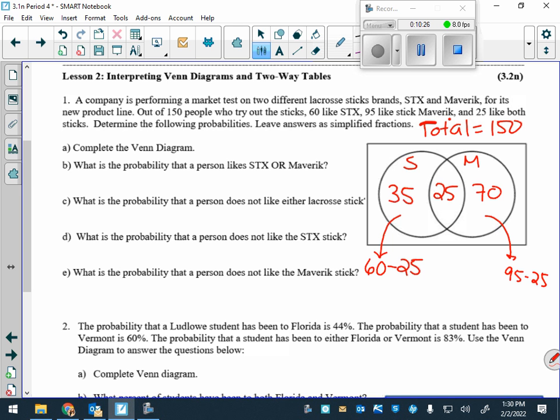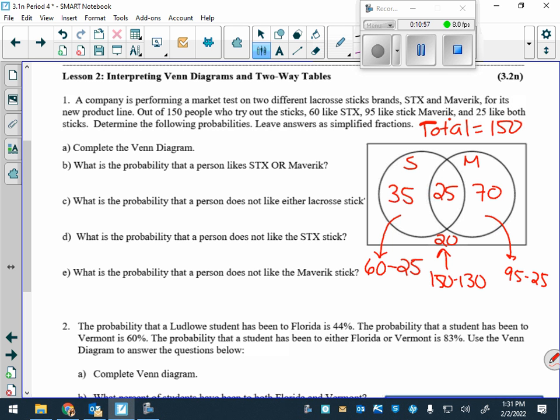Okay. And then what else? What does that add to? 130. But what do we need? 150. So there's 20 unaccounted for. What do we do? Louise? Good. Put them in the box. 150 minus 130.